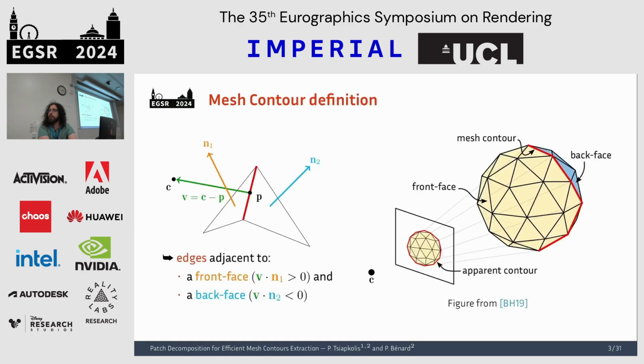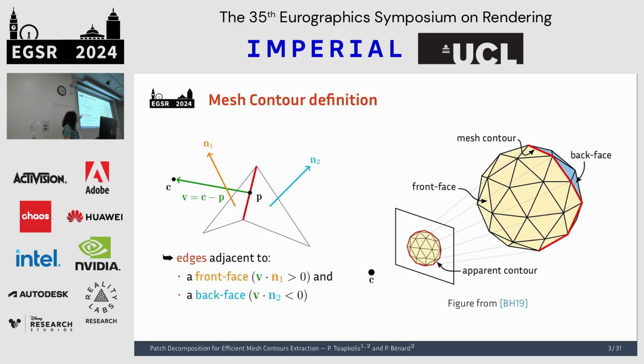So what exactly are mesh contours? Well, if you take a look at the diagram on the right, what we want is to find the frontier between the visible and invisible parts of the mesh. Which means the front faces and the back faces. We want to find the edges between the two. As you can see on the camera, you only see this silhouette, this contour.